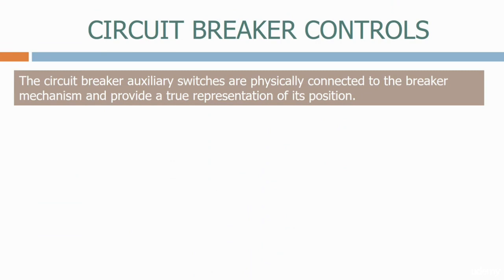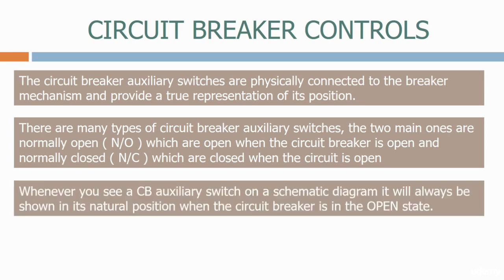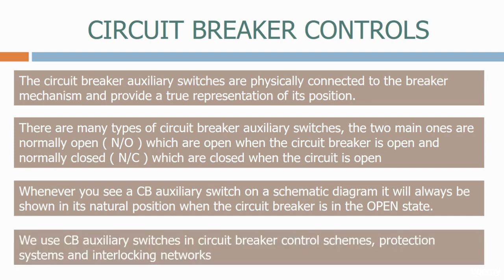The circuit breaker auxiliary switches are physically connected to the breaker mechanism and provide a true representation of its position. There are many types of circuit breaker auxiliary switches. The two main ones are normally open, NO, which will open when the circuit breaker is open, and normally closed, NC, which are closed when the circuit breaker is open. Whenever you see a CB auxiliary switch on a schematic diagram, it will always be shown in its natural position, where the circuit breaker is in the open state. We use CB auxiliary switches in circuit breaker control schemes, protection systems, and interlocking networks.